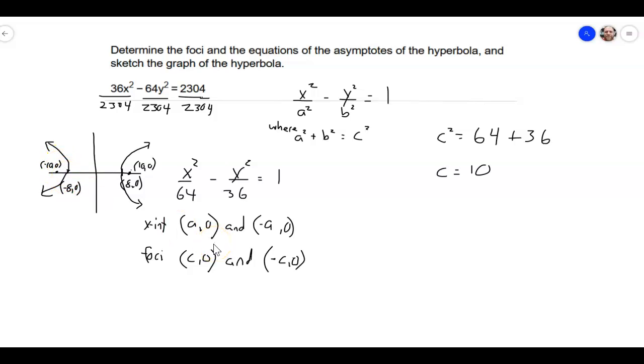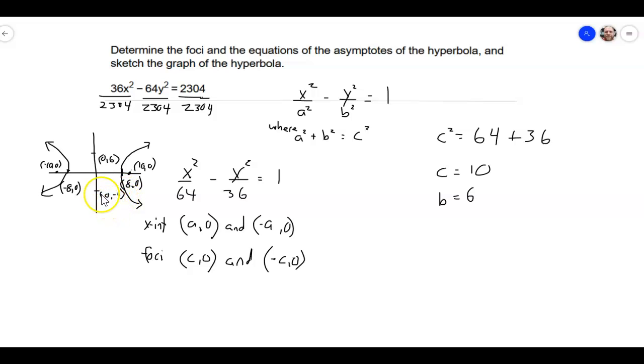For the case of the hyperbola, the B is really only there to help us graph these asymptotes. So if B squared is 36, then B is equal to 6. 6 is a little bit less than 8. So if I go 6 units up and 6 units down, this value here is 0, 6, and this value here is 0, negative 6.